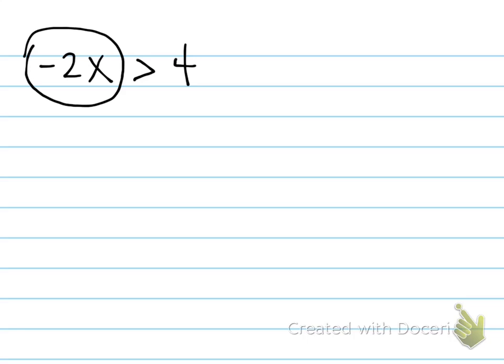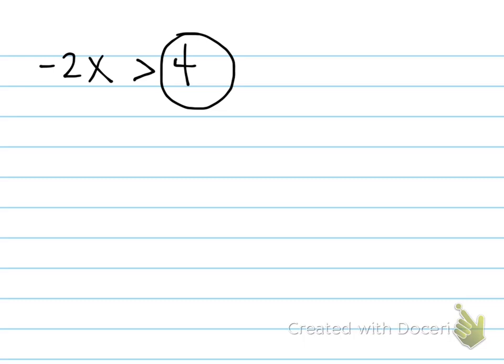Say, for example, you have negative 2x is greater than 4. This is not an equation, this is an inequality, right? But we solve them just like equations. Do you have any parentheses? Do you have any fractions? No. Or decimals? No. Do you have any like terms on each side? No. How many variable terms do you have? Just one. So it's already on one side by itself. How many number terms do you have? Just one. So it's already by itself.